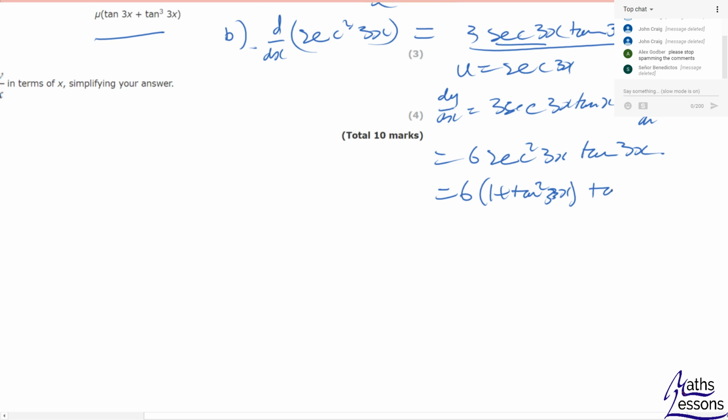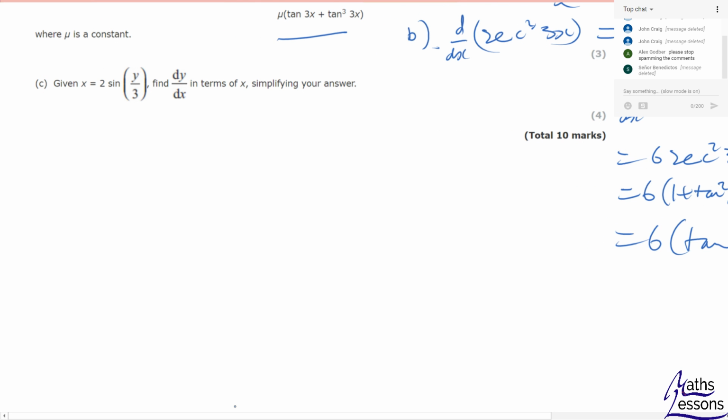(3x) times by tan 3x. So we get 6 tan 3x plus tan cubed 3x to get that bit.